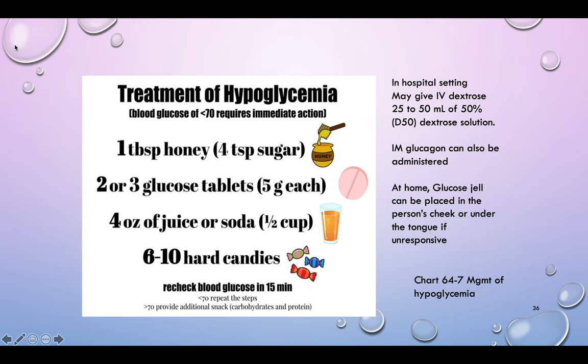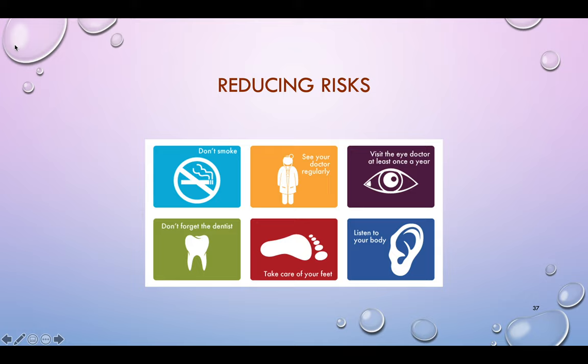We want to reduce risks, such as: don't smoke anymore. See your doctor regularly. Make sure you visit the eye doctor so we can make sure nothing's going on with those blood vessels in the eye. Check your feet. People with diabetes should not cut their own toenails. Well, let me take that back. If you're going to cut your toenails, you want to cut them straight across and buff the edges, because you don't want to make the chance of an ingrown toenail. So cut them straight across and buff the sides.